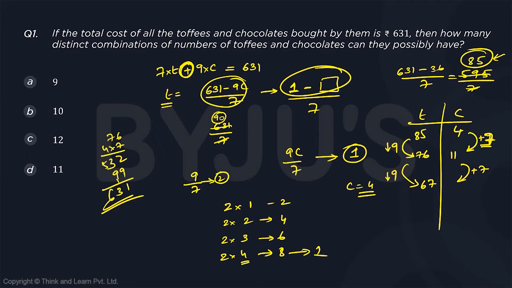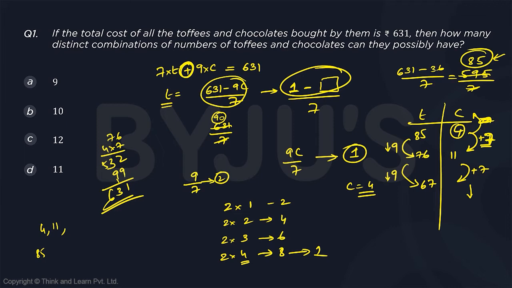Now the question is, how many distinct combinations are there? Now can you go backwards? You can't go backwards, because if you go backwards, this 4 should decrease by 7, but then C will become negative. So the series only keeps going forward. So how many distinct values can you have? Till where can you go? So you will basically see the series is 4, 11, and T is 85 in that case.